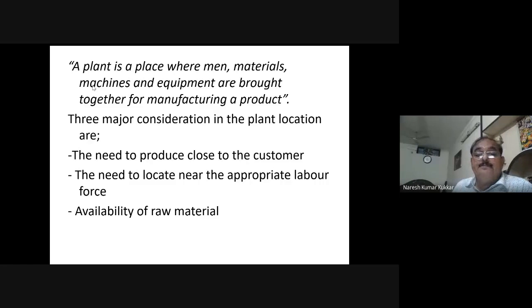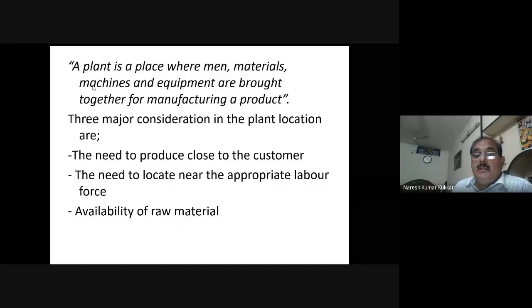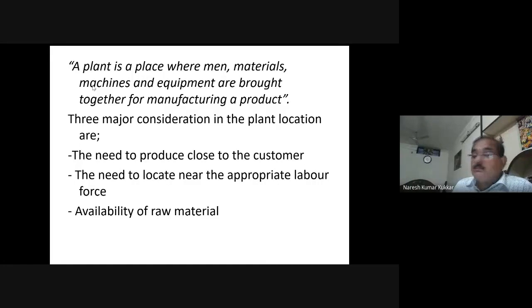All three are required. Three major considerations of plant location: the need to produce close to the customer. Why is this required? Obviously, if the customer is close, then selling a product is easy, and there is less transportation cost. The need to locate near the appropriate labor force, where an appropriate labor force is available. Like many industries are working in Bihar now, because a cheaper labor force is available.